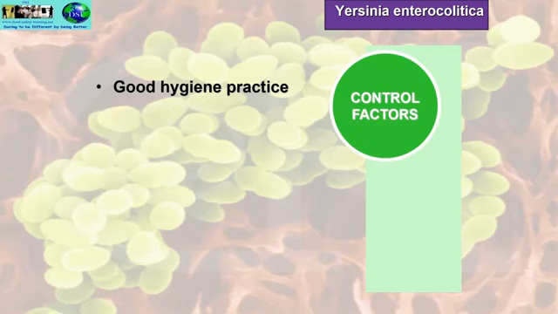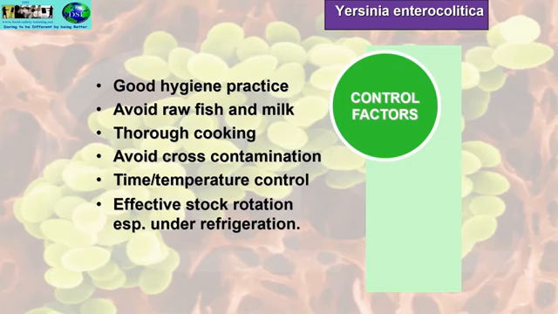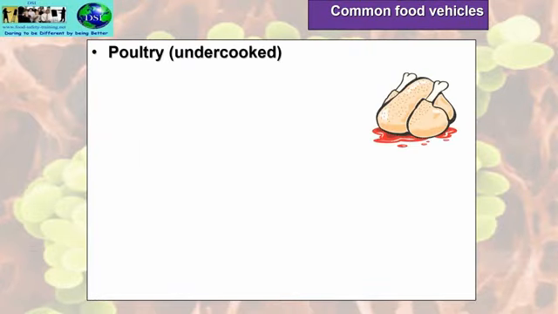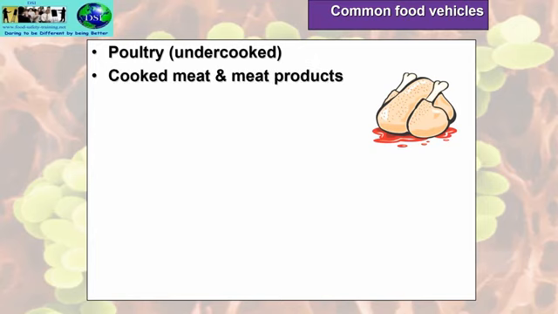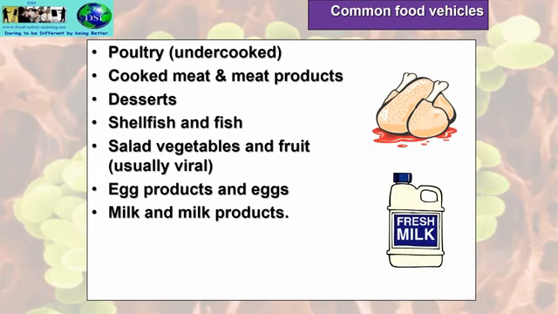Control factors: good hygienic practice, avoid raw fish and milk, thorough cooking, avoid cross-contamination, good time and temperature control, effective stock rotation, especially under refrigeration. Common food vehicles: poultry, which is undercooked, cooked meat and meat products, desserts, shellfish and fish, salad, vegetables and fruit, which is usually classed as a viral infection, egg products and eggs, milk and milk products.